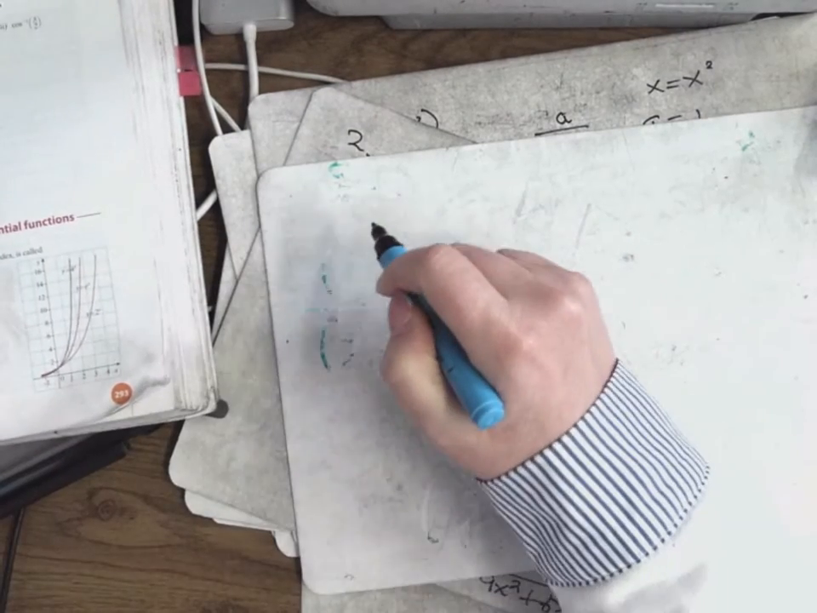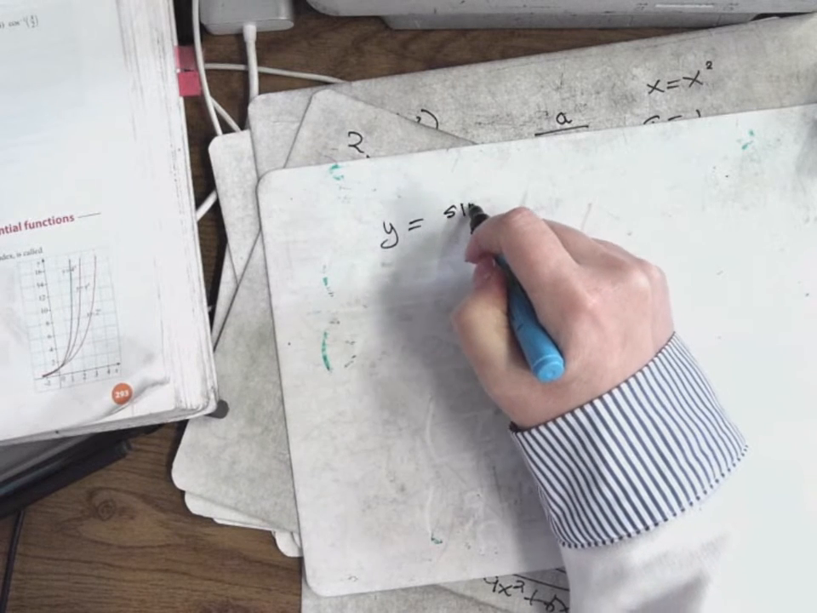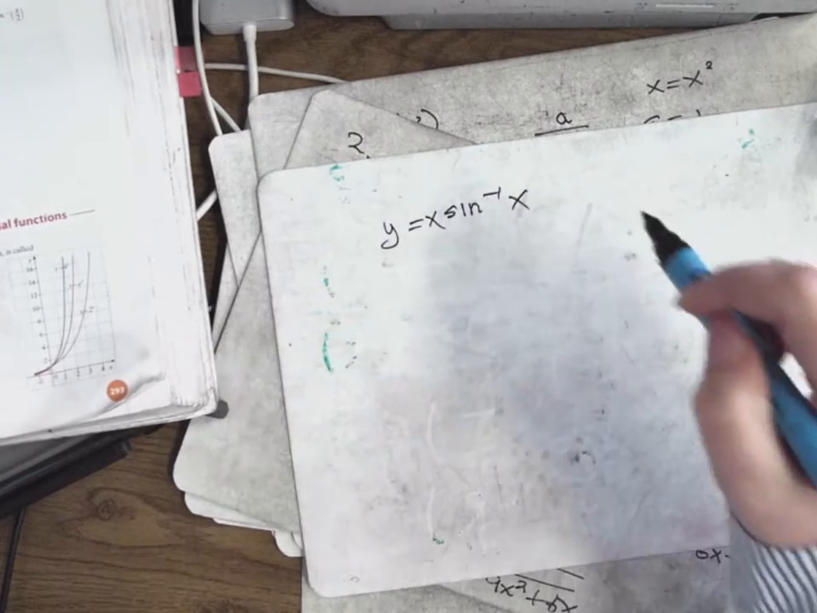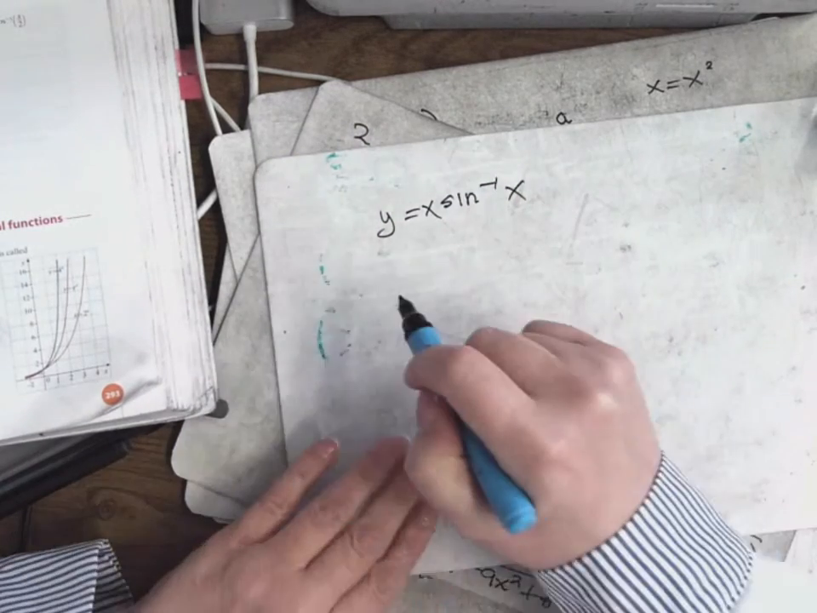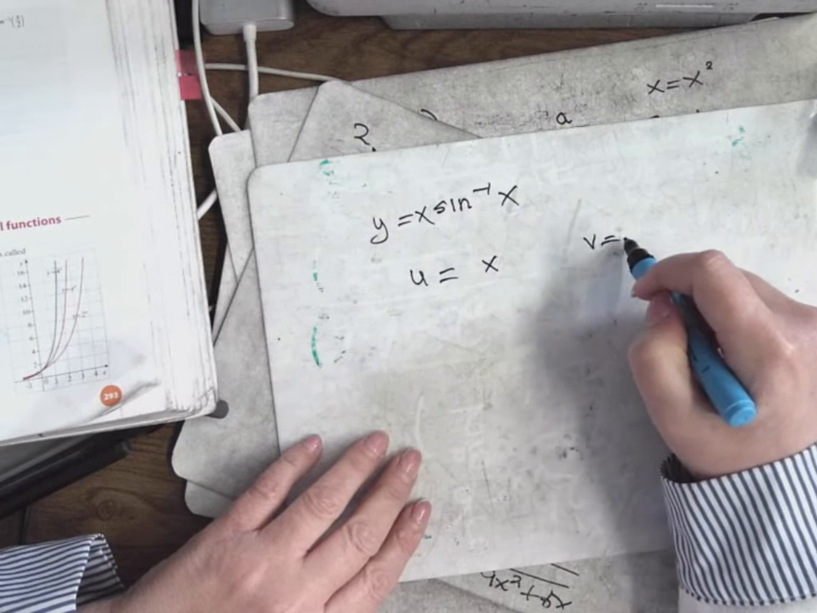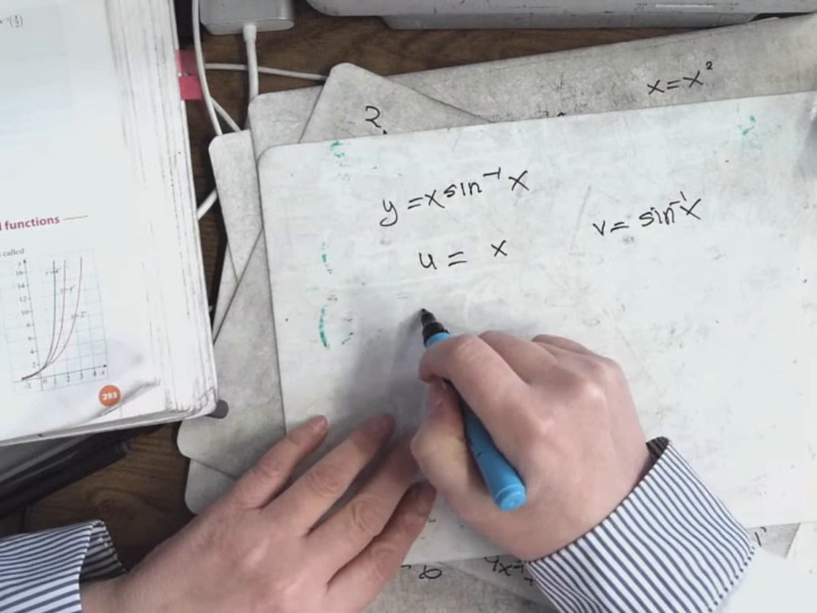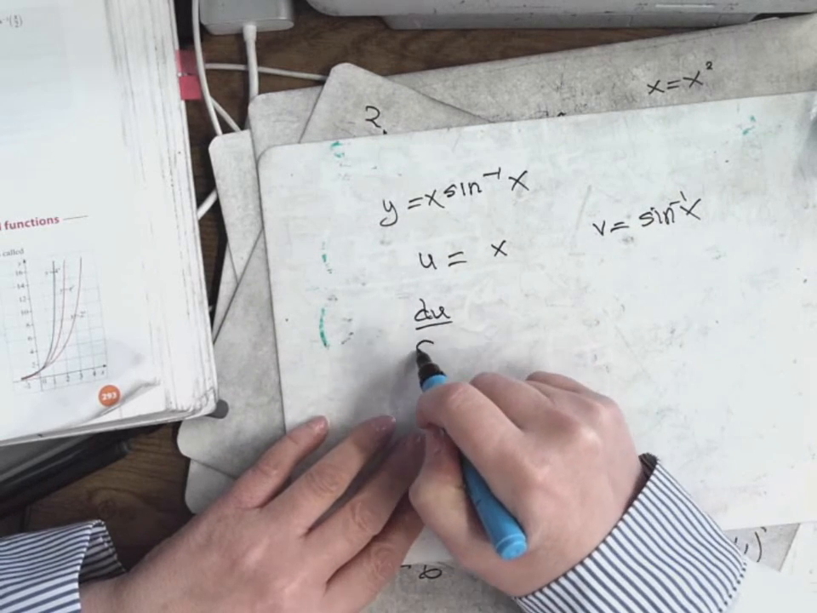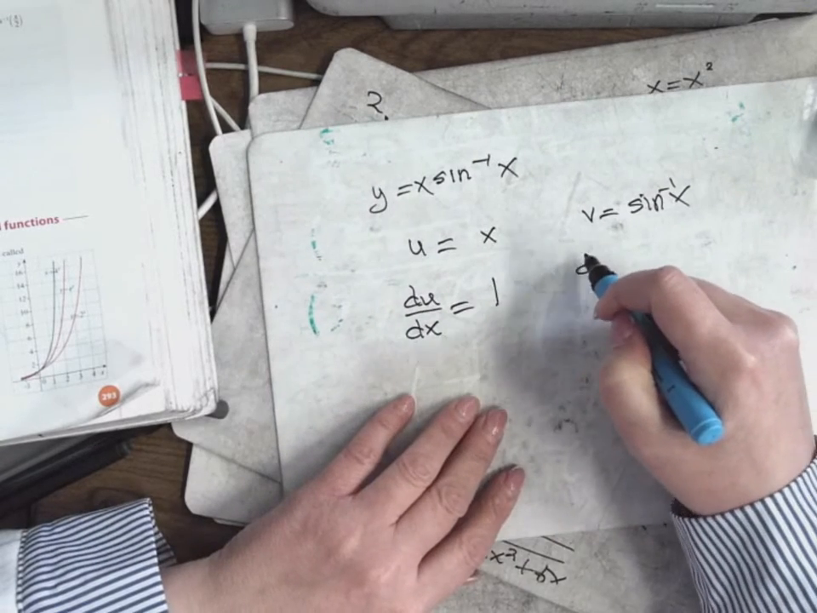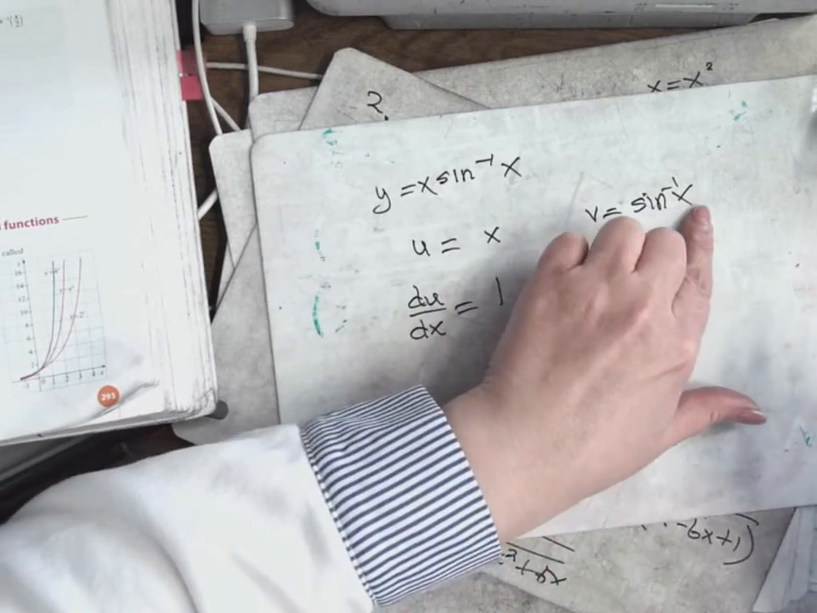So 5 part 1, y equals x times the inverse sine of x. So it's x multiplied by the inverse sine of x. So you let u is equal to the first term, v is equal to the second term in the product. Differentiate u and call it du dx. When you differentiate u, you get the number in front of x, which is 1. Right? Differentiate dv dx. And this is straight from the formula book because there's no angle here.